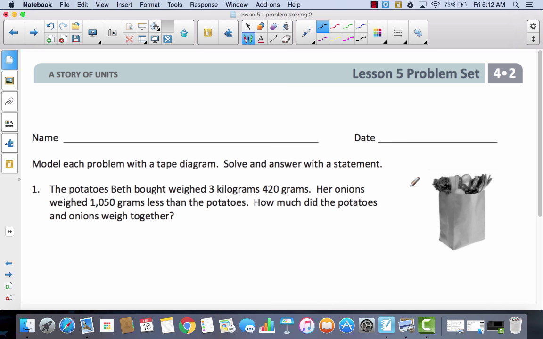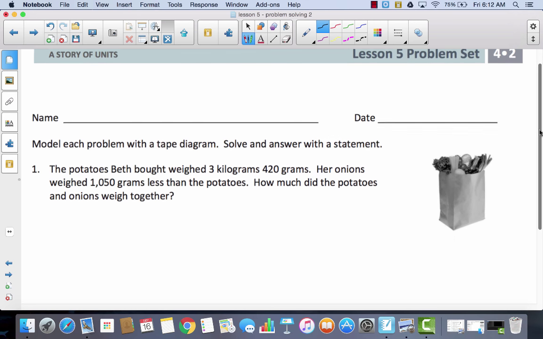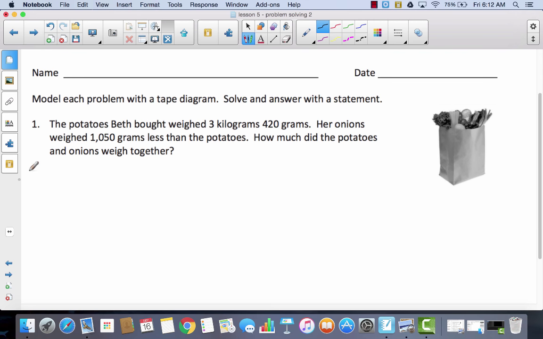All right, so let's take a look at our very first problem. It says model each problem with the tape diagram, solve and answer with a statement. So again, these are application problems. So we are going to be reading, drawing, writing a word sentence, and writing a number sentence. So let's begin by reading this problem. The potatoes Beth bought weighed 3 kilograms, 420 grams. Her onions weighed 1,050 grams less than the potatoes. How much do the potatoes and onions weigh together?